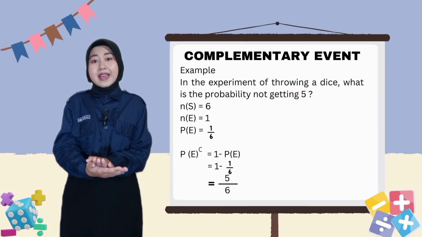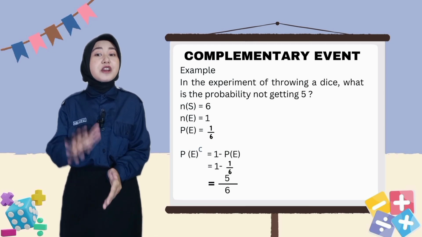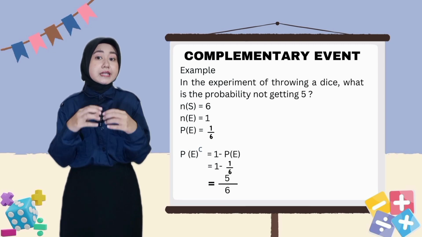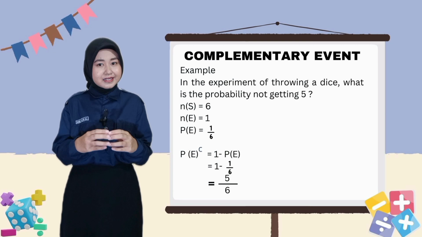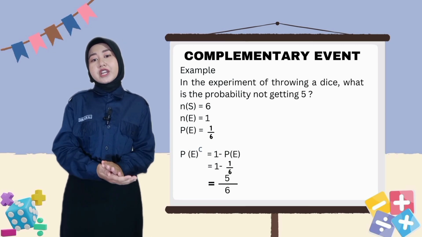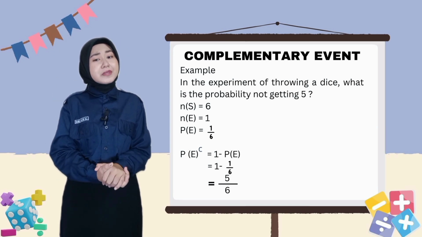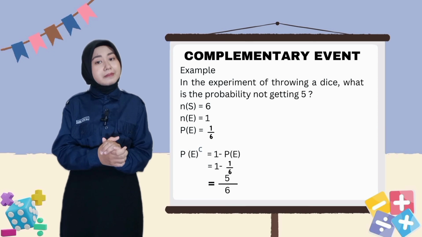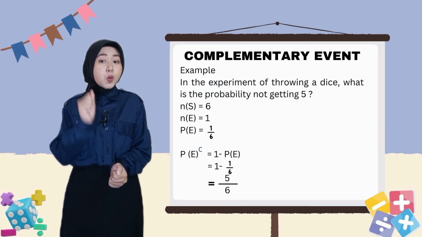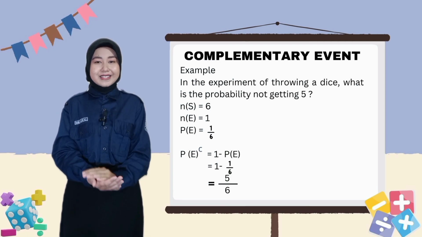For the example, in the experiment of throwing a dice, what is the probability of not getting a 5? So, we know the number of elements in the sample space is 6. The number of elements in the event is 1. So we know the probability of the event is 1 over 6. From this, we can calculate P(E complement) is equal to 1 minus P(E). So 1 minus 1 over 6, and then the answer is 5 over 6.